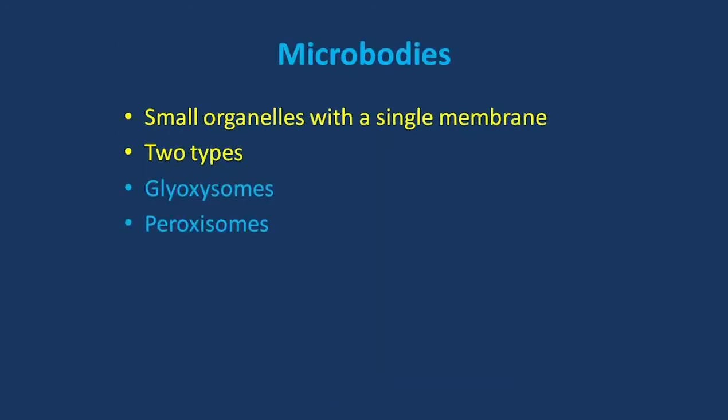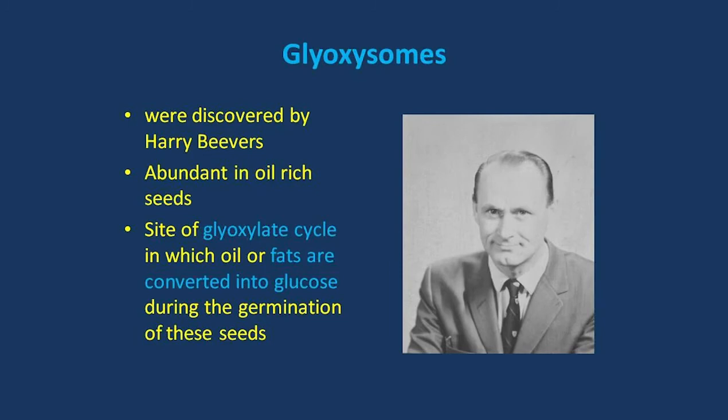Now let us look at two small organelles which are called microbodies. They are single membrane bound organelles. They are of two types, glyoxysomes and peroxisomes. Glyoxysomes were discovered by Harry Beevers. They are abundant in oil-rich seeds. They are the sites of glyoxylate cycle in which fats are converted into glucose during the germination of these seeds.